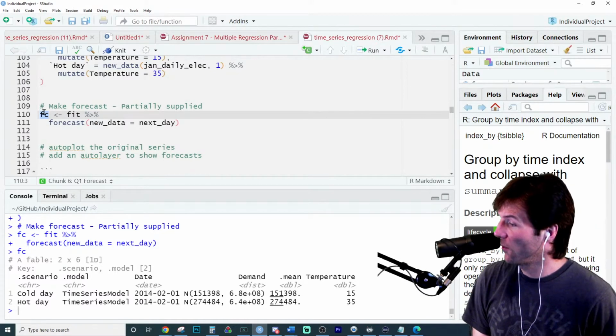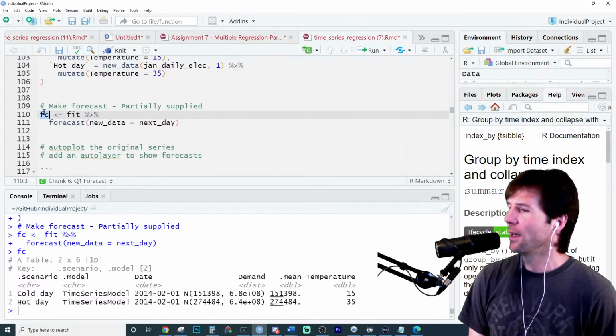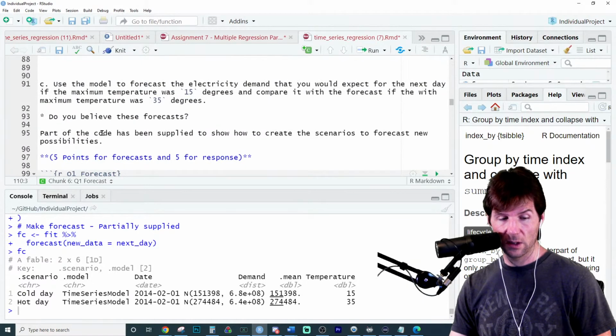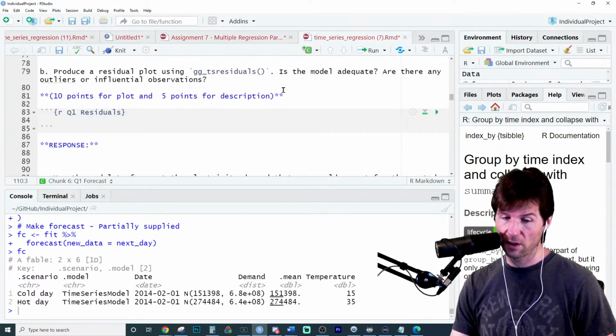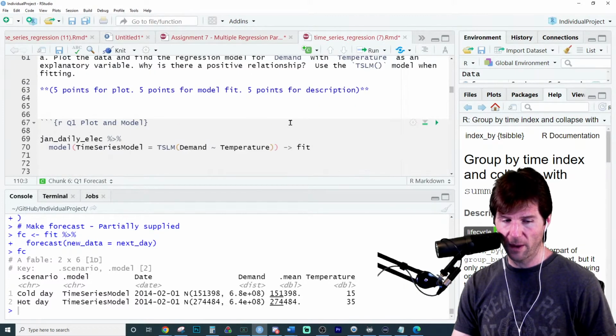For 1B, is there a separate fit that we need to use to produce the output, or can we just use it from 1A? I'd have to take a look. 1B says to produce a residual plot of the TS residuals. Is this model accurate? Are there any outliers? I'm pretty sure it's from that model, correct?